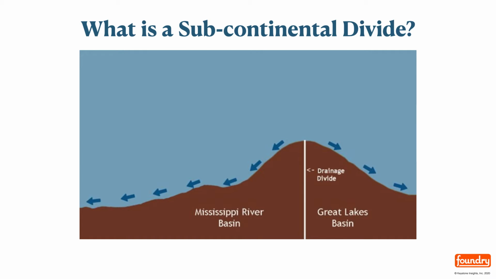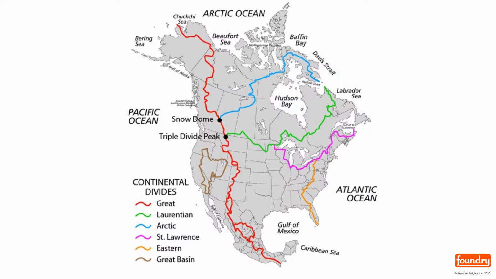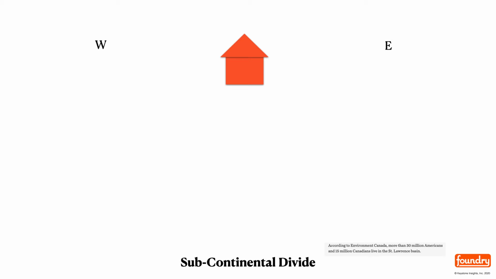So let's get started with what's a subcontinental divide. My house sits on top of a hill, and when it rains, all the water on one side flows to Lake Michigan and then the Atlantic Ocean. And all the water on the other side flows to the Mississippi River and the Gulf of Mexico. So on a map, it looks like this. The long red line is the Rocky Mountains. My house sits over here on a smaller divide of the Great Lakes Basin. So again, it looks like this.